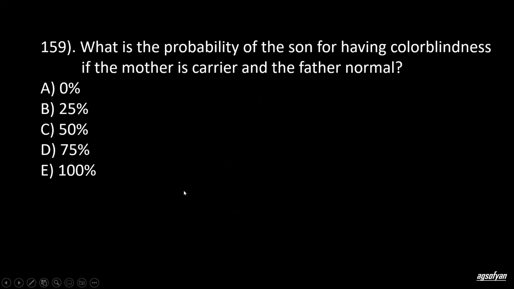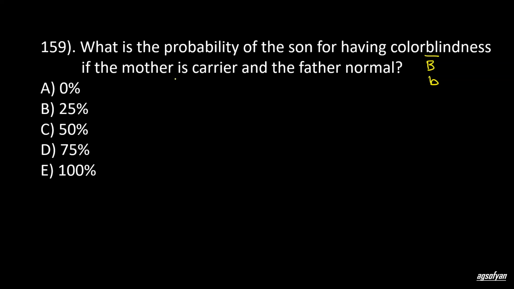What is the probability of the son having color blindness if the mother is a carrier and the father is normal? 0%, 25%, 50%, 75%, or 100%. Okay, remember color blindness is carried by the X chromosome. So the gene is only present on the X chromosome. We can use the letter B for color blind, capital B or lowercase b.